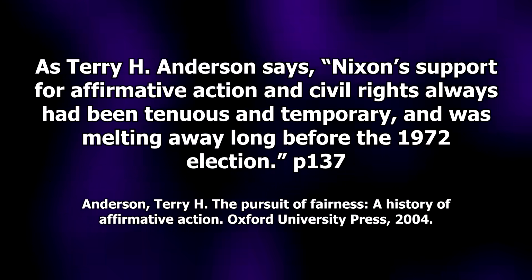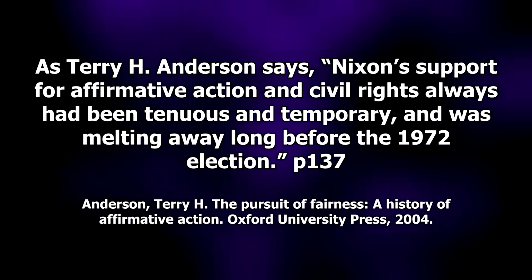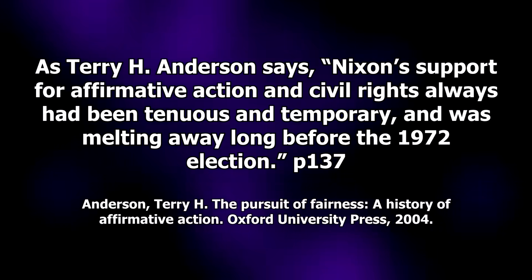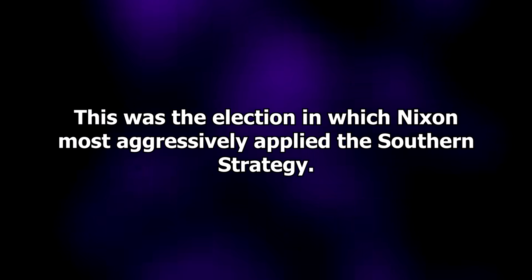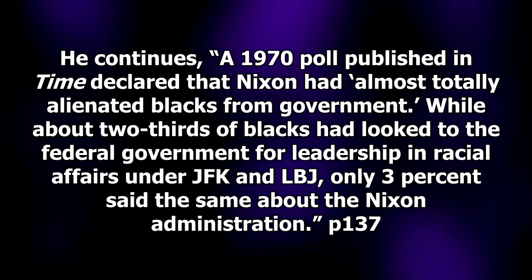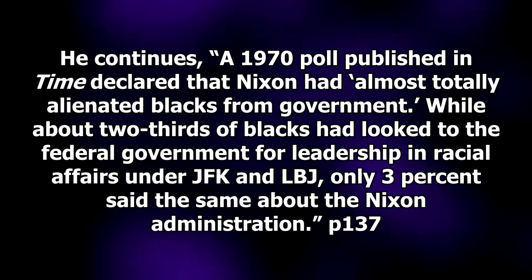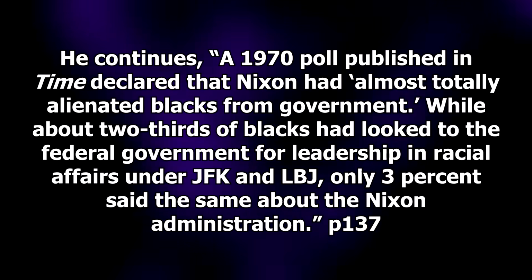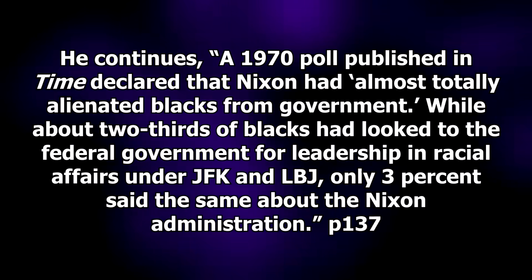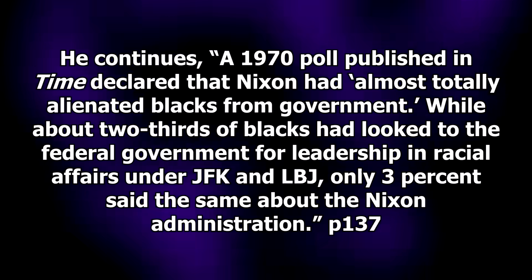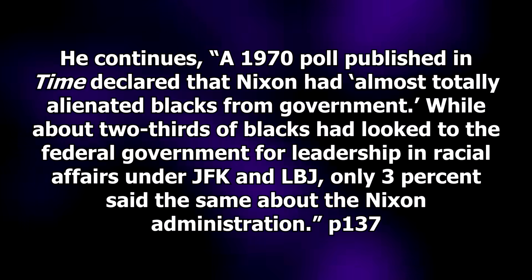As Terry H. Anderson says, Nixon's support for affirmative action and civil rights always had been tenuous and temporary, and was melting away long before the 1972 election. This was the election in which Nixon most aggressively applied the Southern strategy. He continues, a 1970 poll published in Time declared that Nixon had almost totally alienated blacks from government. While about 2/3 of blacks had looked to the federal government for leadership in racial affairs under JFK and LBJ, only 3% said the same about the Nixon administration.